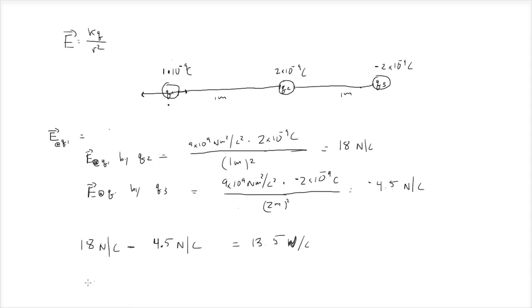Which means if I wanted to find the force on Q1, I just have to get Q1 and multiply it by that net electric field. That's just going to give us 1 times 10 to the negative 9 Coulomb times 13.5 newtons per Coulomb. So that'll give us 1.35 times 10 to the negative 8 newtons of force. And that is net electric field. And again, make sure you practice it and think about it.